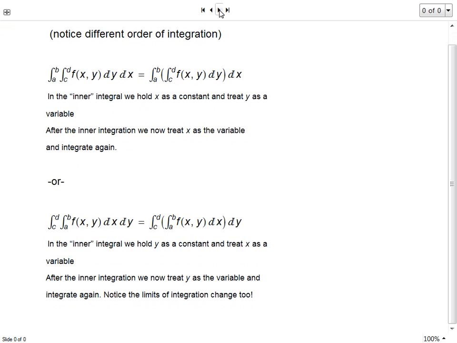Now, if we change the order, right? If I do C, D, A, B, f, and notice the inner integral here, dx is first, A and B are on that one, and then the dy is on the outside. So when we do that inner integral, we will treat what as the variable and what as the constant on the inner one? X is the variable, y is the constant. All right? And then on the outer one, treat y as the variable.